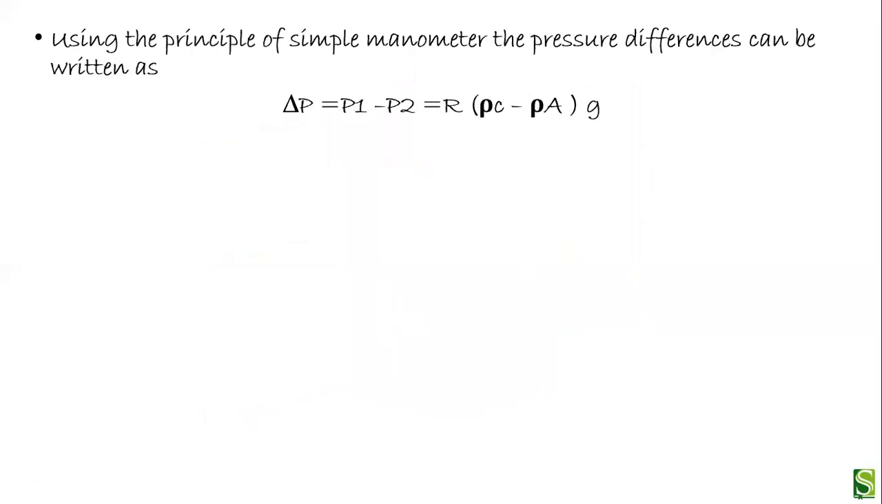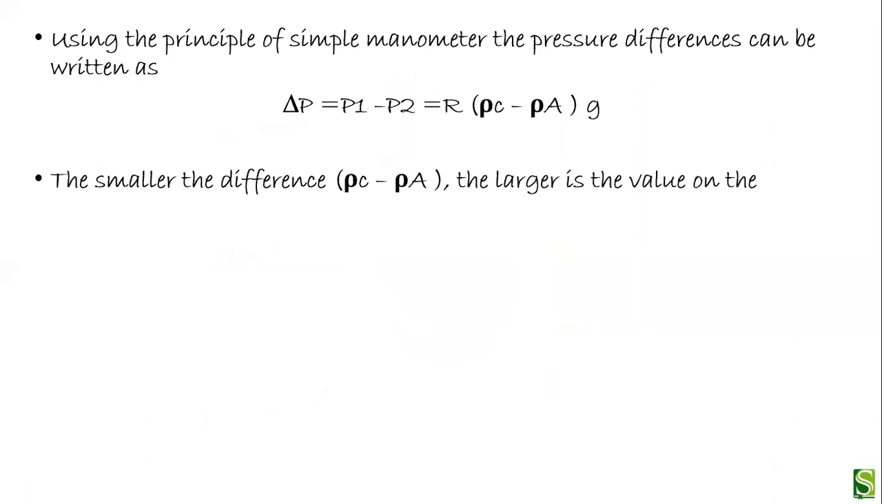surfaces. So using the principle of simple manometer, the pressure difference can be written as delta P is equal to P1 minus P2 is equal to R into (rho C minus rho A) G. The smaller the difference between the two densities, the larger will be the value of R for a given value of delta P, and hence it is called sensitive.